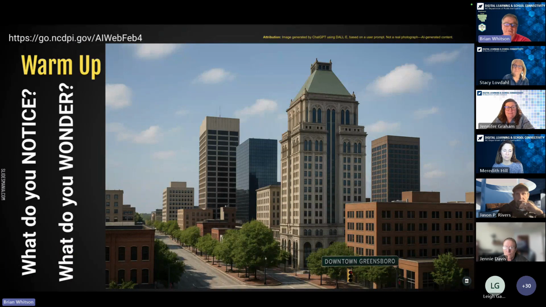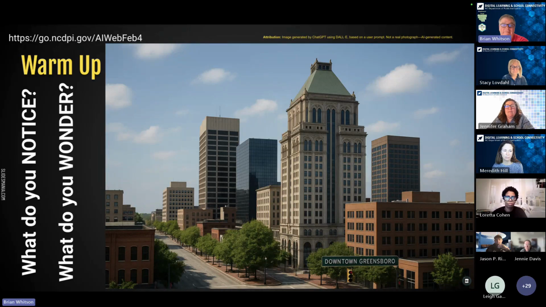We're going to look at a picture of a downtown. Having people from all over the state is always fun, but I went ahead and chose a picture of downtown Greensboro. Even if you're not familiar with downtown Greensboro, just think about it as a medium to larger size town in North Carolina.